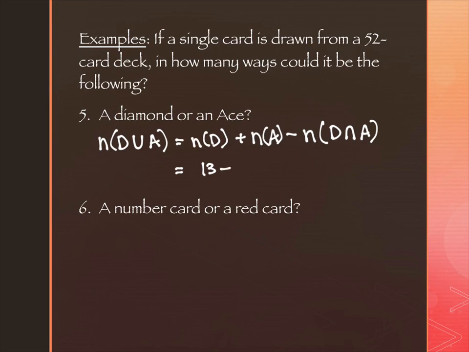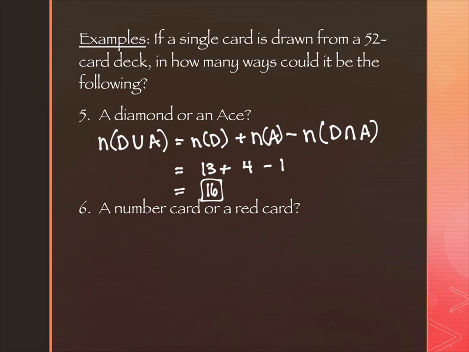13. How many aces are there? 4. There's one of each suit, right? There's 4 aces. How many cards are a diamond and an ace? 1. There's exactly 1 card that is diamond and ace in that deck. So if I did 13 plus 4 and I subtract 1, what am I going to get? 16. Now think about that. If I pulled out all the diamonds and I set them in a pile, there'd be 13 of them, right? But within that 13, one of them is already an ace, right?